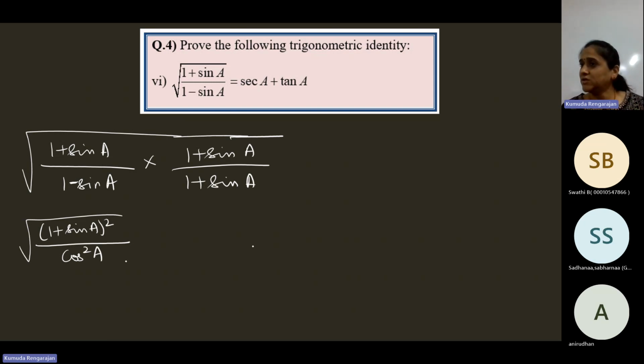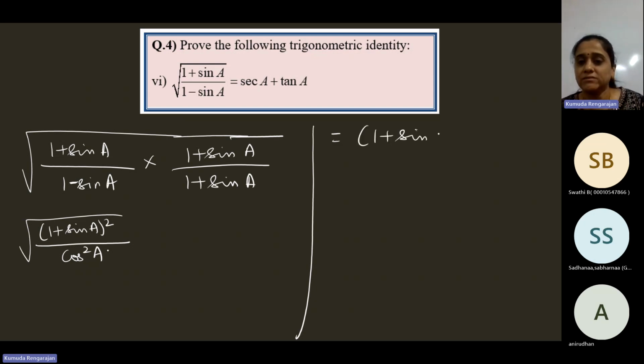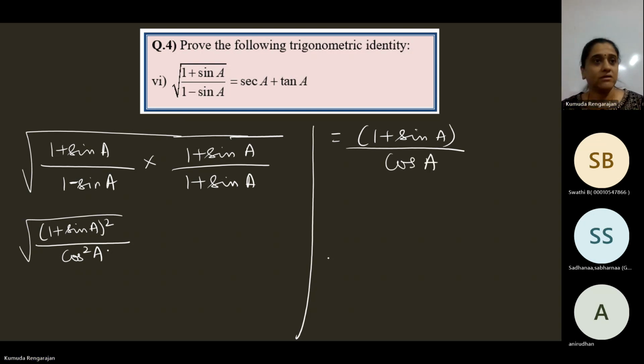Now recall, under the square root, when we have perfect squares, you can get rid of the square root symbol. So what do you have? Square root of 1 plus sin A the whole square, so you can bring it out of the square root. It will become 1 plus sin A. And cos square A under the square root will come out of the square root as cos A. Both are perfect squares, 1 plus sin A the whole square and cos A the whole square, so they'll come out of the square root like this.